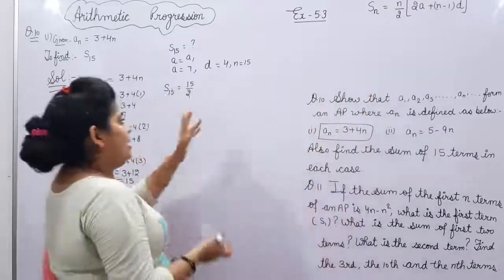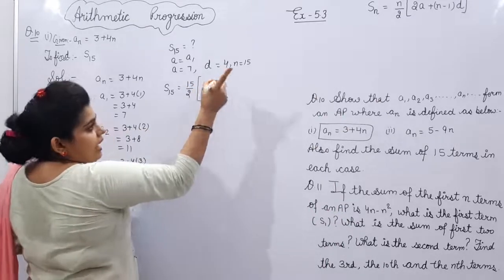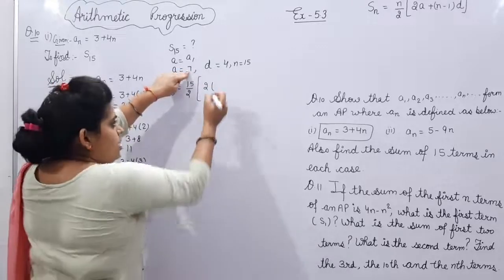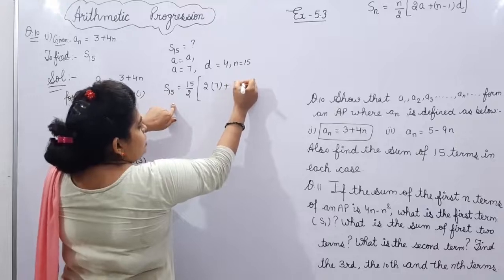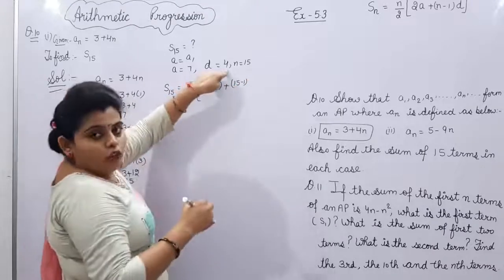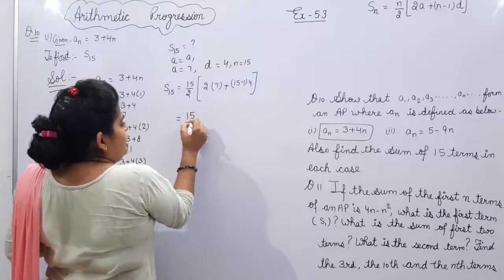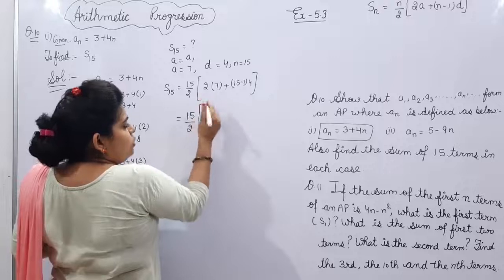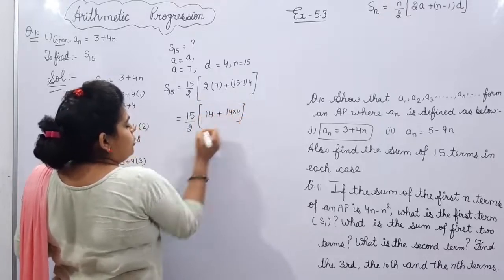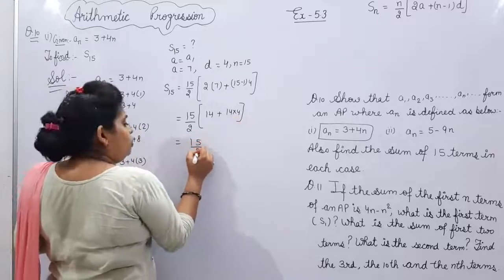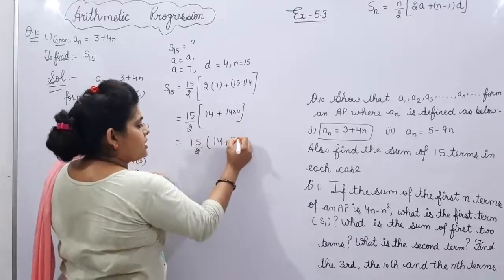The Sn formula means n by 2 into 2A, so 15 by 2 into 2A. What is the value of A? 7, plus (n minus 1), meaning 15 minus 1, into D. What is the value of D? 4. It is equal to 15 by 2 into (7 twos are 14) plus 14 into 4. Now 15 by 2 into 14 plus (14 fours are 56).